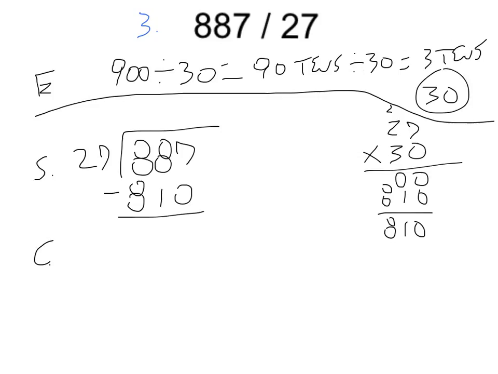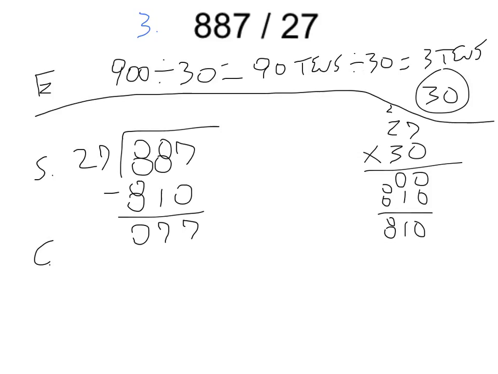Let's see how much we have left. 7 minus 0 is 7. 8 minus 1 is 7. 8 minus 8 is 0. Can we pull another 27 out of 77? You bet we can. Now here's my guess. I know that 27 is a little bit more than 25, and I know that 77 is pretty close to 75, and I know that 27 will go into 75 3 times. I'm pretty sure it won't work here because our divisor is a little bit too big.